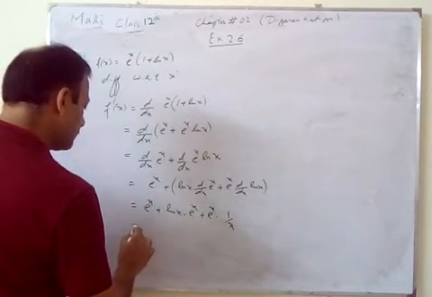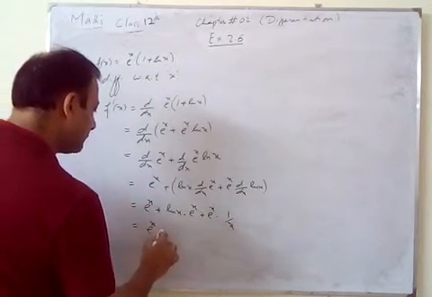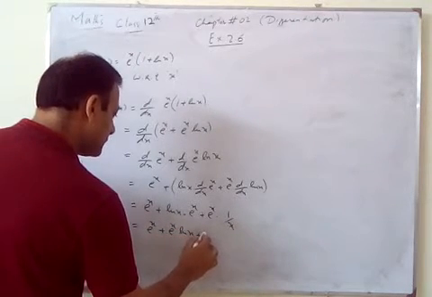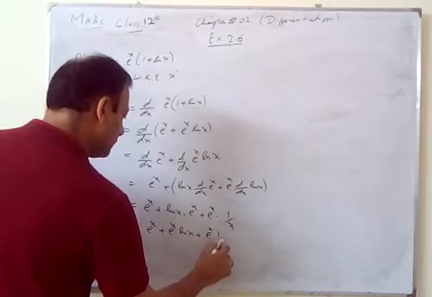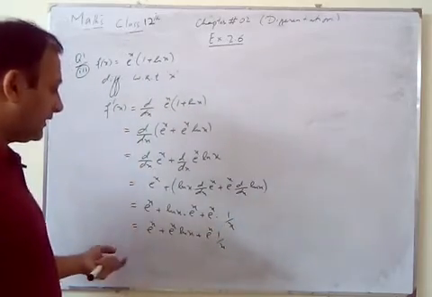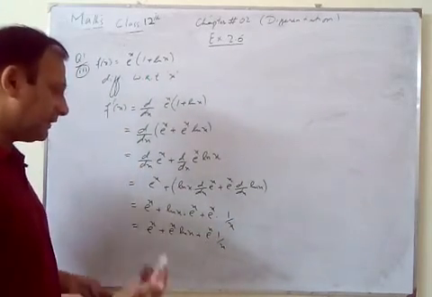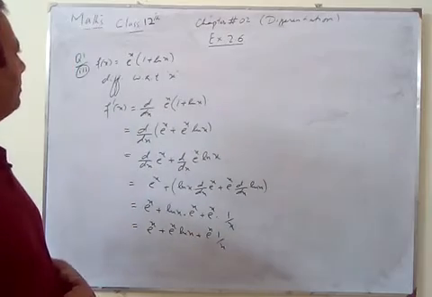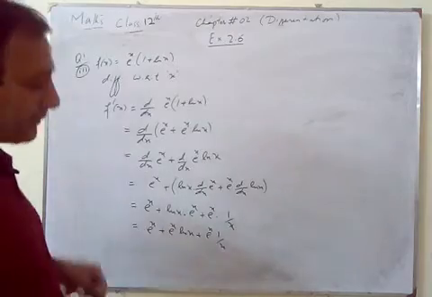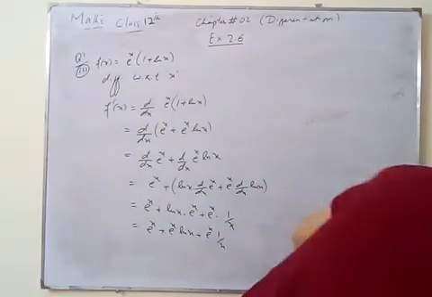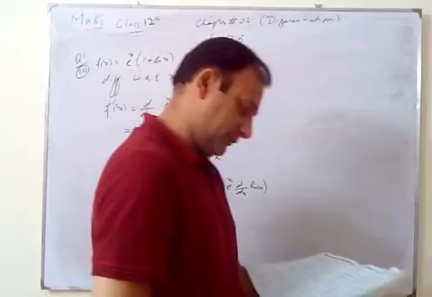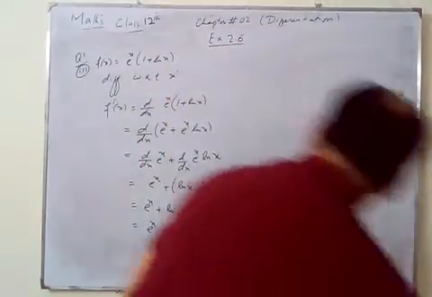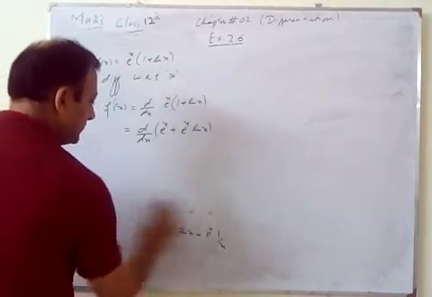Or this can also be written as e^x + e^x log x + e^x times 1 by x. You may take e^x common and simplify it. That is also something you can do. So this is the solution of this part. Now I solve another part of this question.